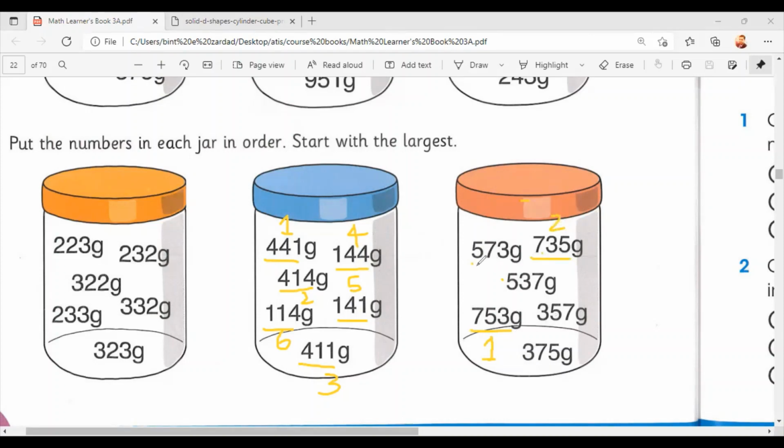Finish 700. After this 500. Finish, skip 500. 73, 37. This is the third largest number. This is the fourth largest number. Like this. Now 300, 300. 75, it's the fifth largest number, and 57 is the sixth largest number.